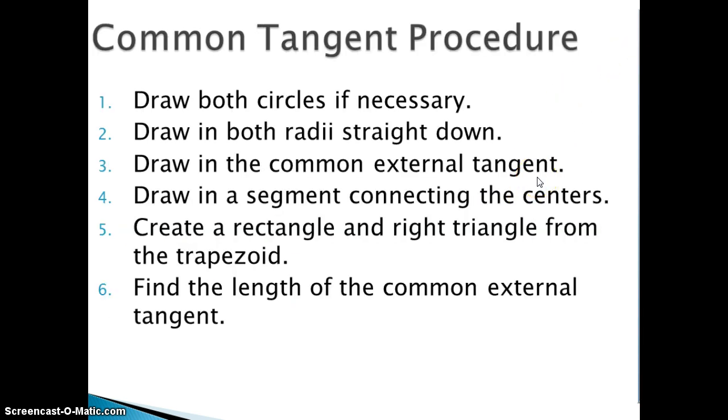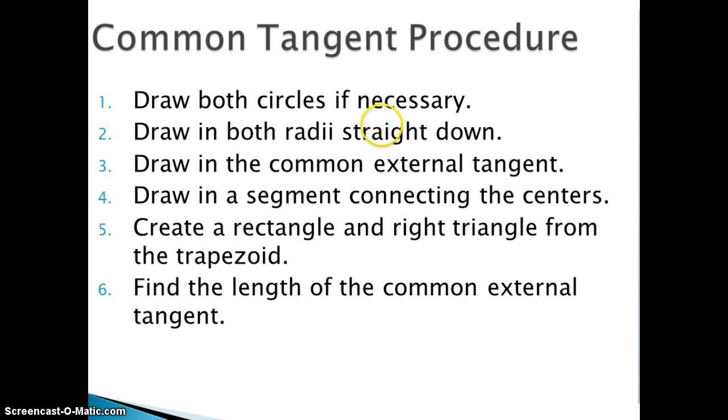Then we have the common tangent procedure, and this is where we'll end for the day. Our procedure is this. If it says something about a common external tangent, we want to follow this procedure. Draw both circles if necessary. Sometimes that's going to be given to us already. Then draw in both radii so that they're straight down. Makes your life a lot easier. It's a lot easier to pick out the shapes next if you draw them straight down from the top points. Draw in the common external tangent. Common meaning what they share, external meaning outside, tangent meaning touches the circles once.